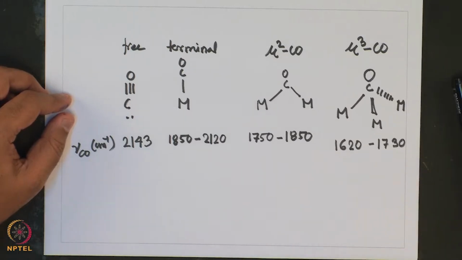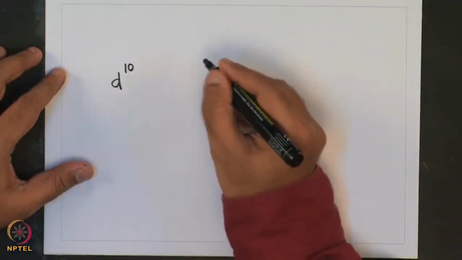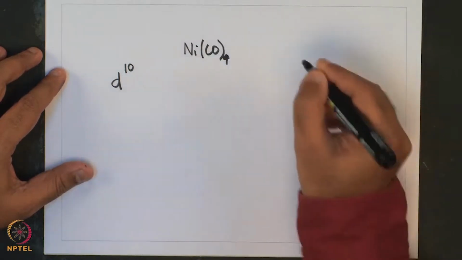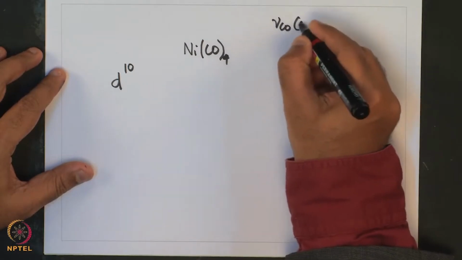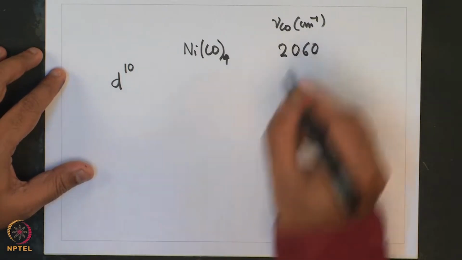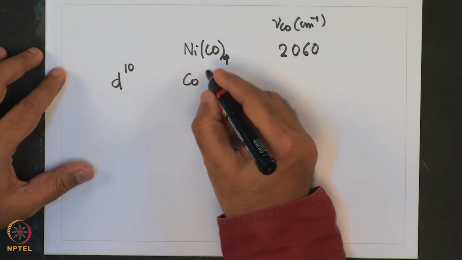Now, electron density of the metal, which is reflected by the charge on the metal, leads to variation in CO stretching, and that can be seen for the following kind of complexes. These are all D10 complexes. Let us say nickel tetracarbonyl, which has a nu CO of 2060.